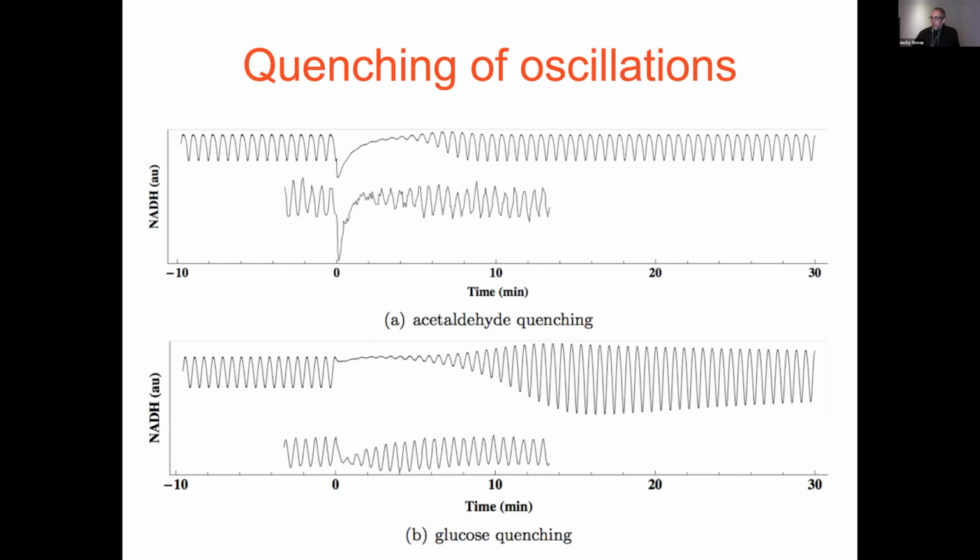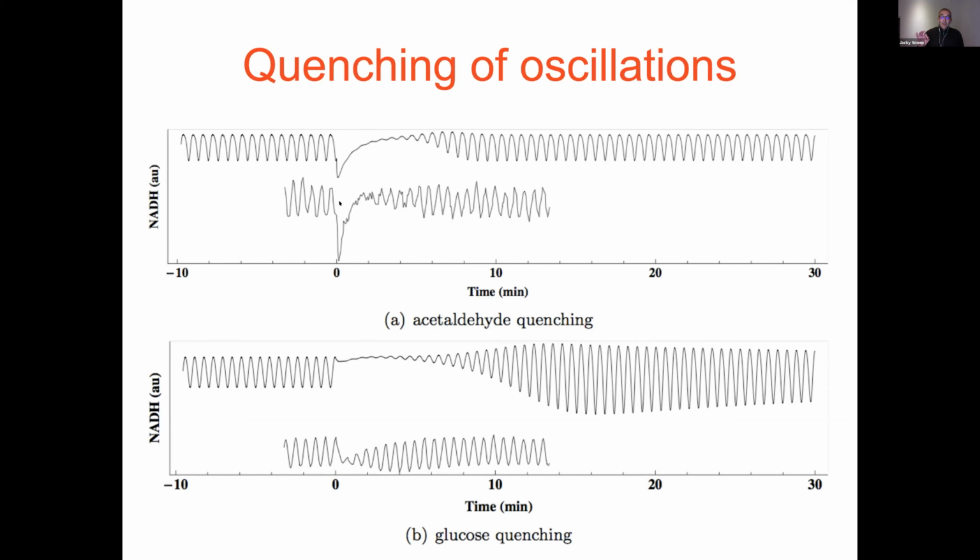The last type of validation is showing quenching of the oscillations. At a certain point in the oscillations, you can add a bit of acetaldehyde, which is one of the intermediates in the extracellular medium that has a strong effect on the synchronization. If you add that acetaldehyde at the right moment, you quench the oscillations. You see that a little bit stronger in the model than in the experiment, but that works pretty well.